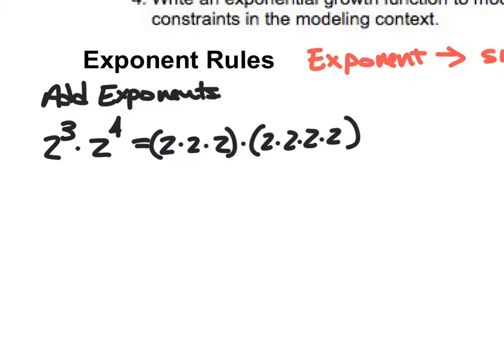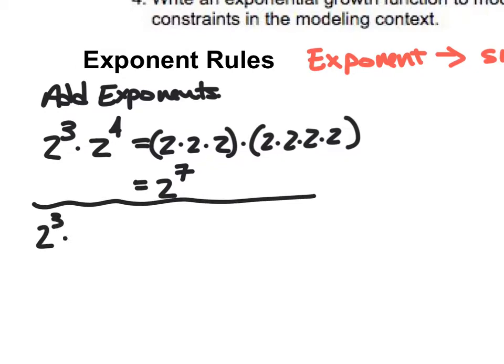So the question is what happens when you have 2 to the third times 2 to the fourth? You have a total of how many 2's? That means you're doing 2 to the seventh. So if you had 2 to the third times 2 to the fourth, really you're just adding your exponents. You can say 2 to the 3 plus 4 power, which gives you 2 to the seventh. And that's it.